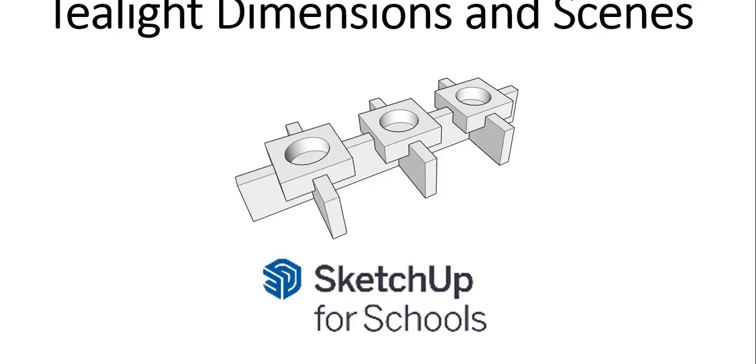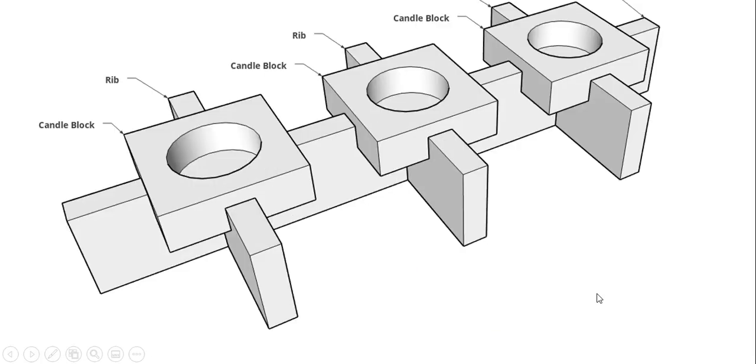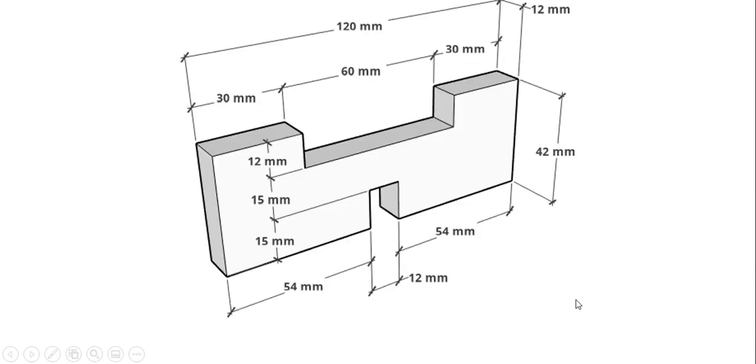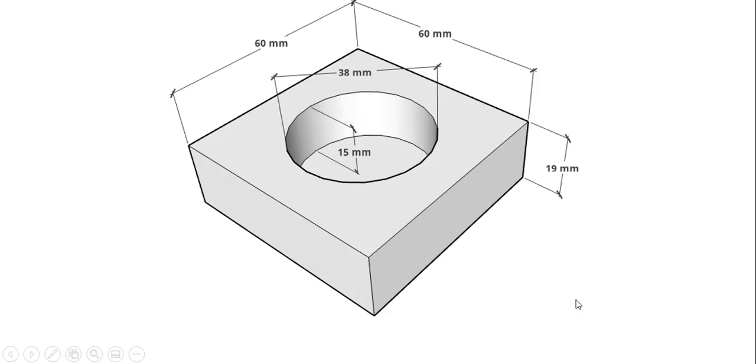This video is about the Tealight dimensions and scenes, and by the end of this model, we're going to produce 4 images. Looks like this one here of the entire Tealight, this one of the rib, this one of the spine, and this one of the candle block. We're going to be able to take those images, print them on paper, and take them out into the workshop with us, rather than having to take our computer out and potentially put the computer in harm's way while we're working in the workshop.